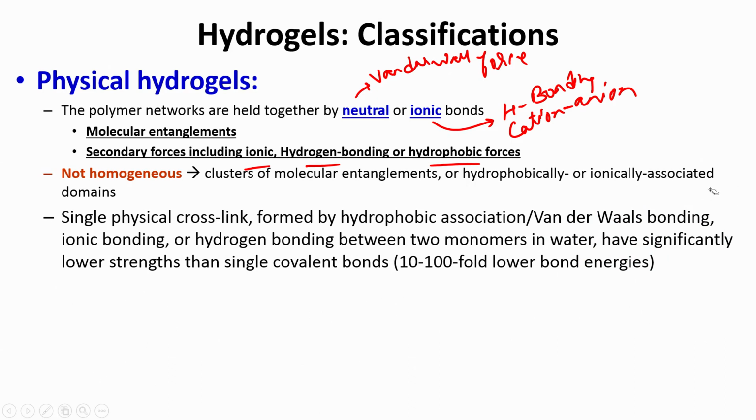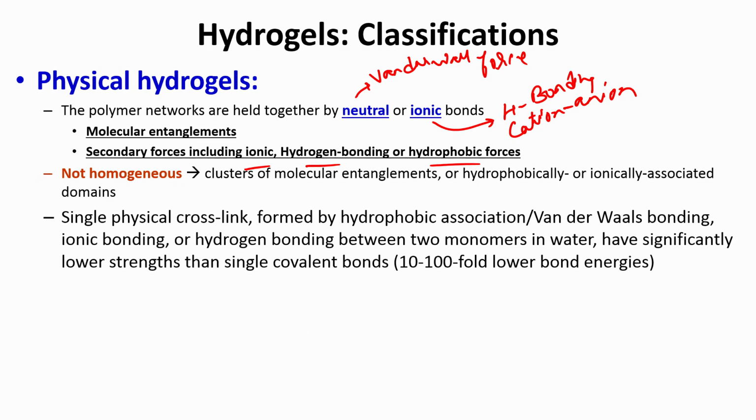Okay, as I said, there are single physical cross links. These are formed by hydrophobic association, van der Waals bonding, ionic bonding, hydrogen bonding between two monomers in water. They have significantly lower strengths. Covalent bonds are typically much higher strength than these physical interactions. The strength for these physical interactions lies in the numbers. For each one covalent bond, there might be almost hundreds and thousands of small interactions happening here.